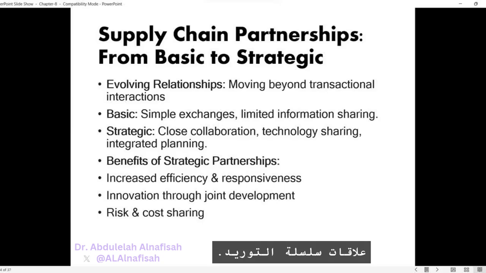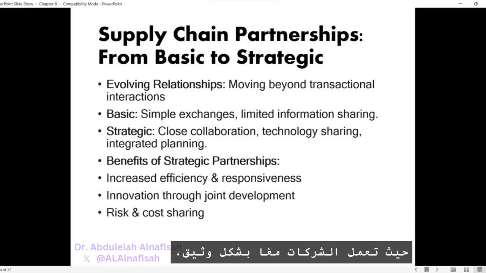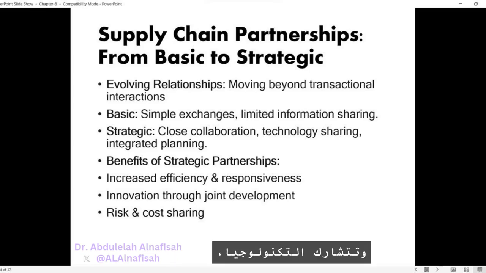Partnerships in supply chain relationships can evolve from basic transactional interactions to long-term collaborative relationships known as strategic partnerships. The ultimate goal is collaboration, where firms work closely together, share technology, and integrate their planning and control systems. This transition involves increasing obligations and coordination, leading to a mutually dependent relationship.